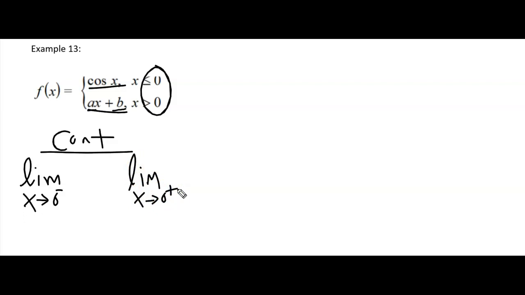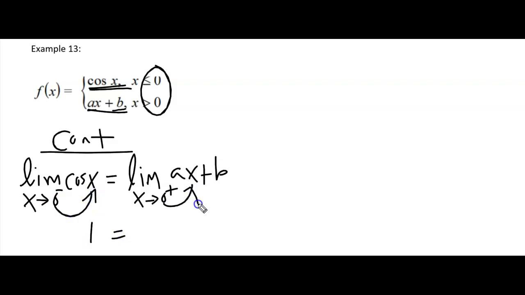Now, if I'm approaching 0 from the left, that's the top piece. And if I'm approaching it from the right, that's the bottom piece. And I need those two things to come out equal in order for this function to be continuous. That means if I'm approaching the same number from the left as I am from the right, the two pieces are connected. So if I plug in 0, I get 1. And if I plug in 0 here, I get b. So now I see that b has to equal 1.